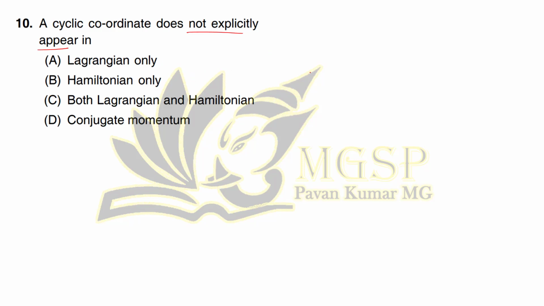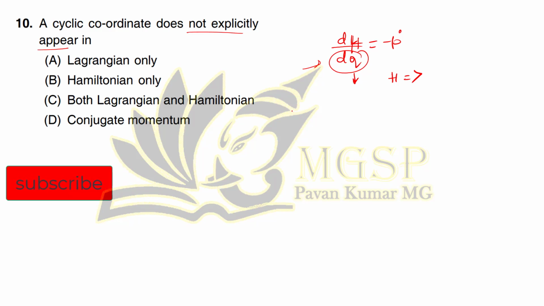You can say there is no dependency for the Lagrangian L on that coordinate. If I take dH by dq, how can you write it? Minus p dot. So there is no q present in this Hamiltonian. So what we call this is a cyclic coordinate. In the physical meaning, this cyclic coordinate is conserved. There is no existence of that constraint where it is changing.